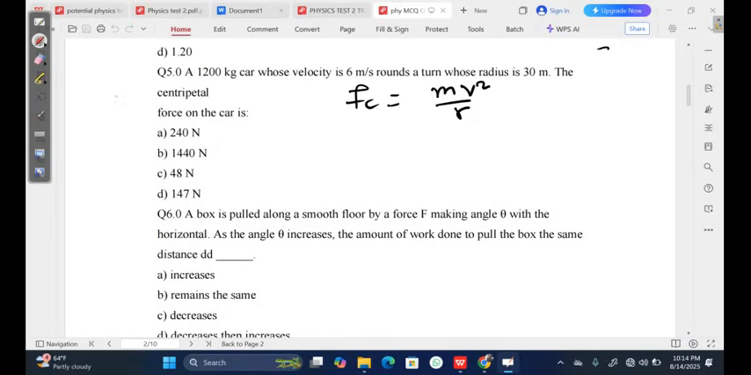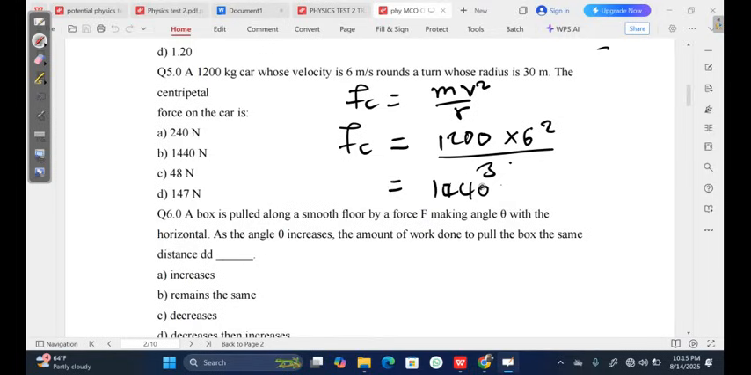Now, I have solved a lot of these MCQ questions, and I want you to go ahead and access them. So 1200 times the velocity 6, squared, divided by 30. What answer are we going to get? The answer that I'm going to get is 1440 newtons. That becomes my centripetal force. So B is the correct answer.